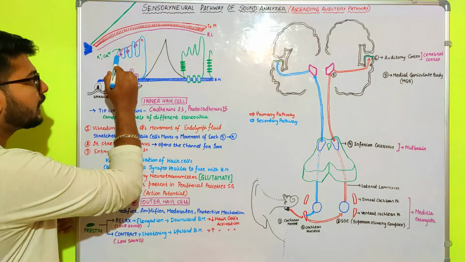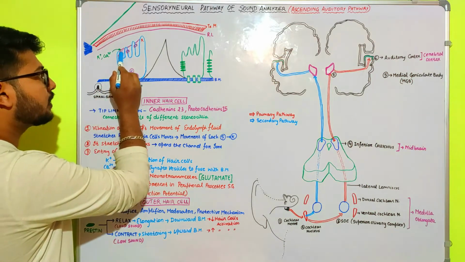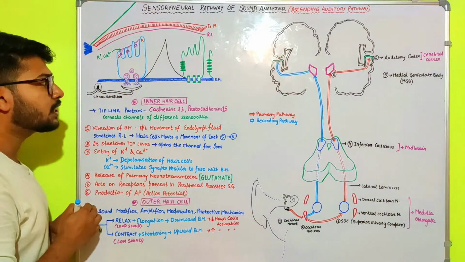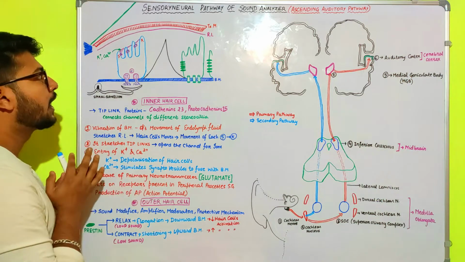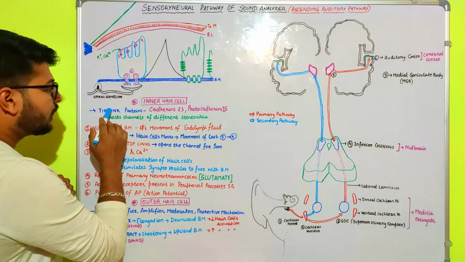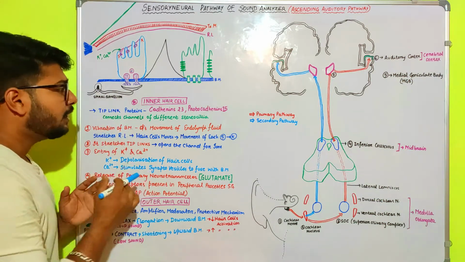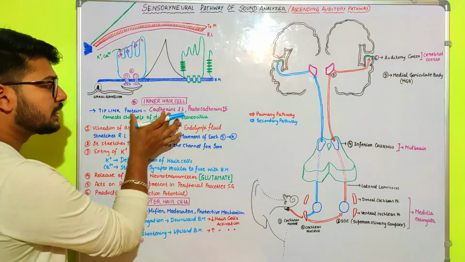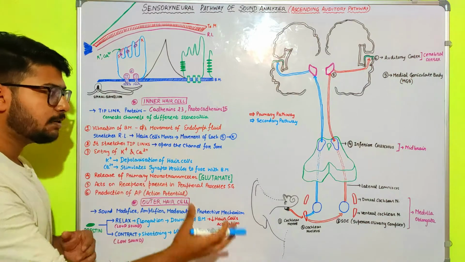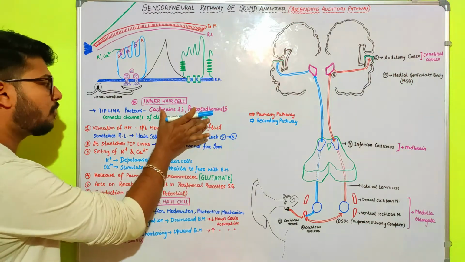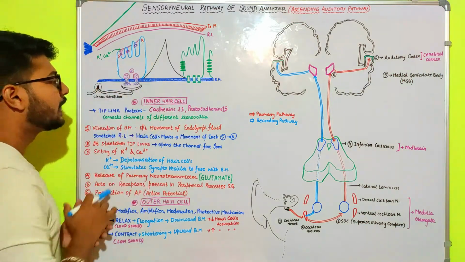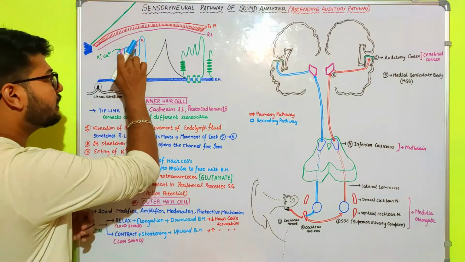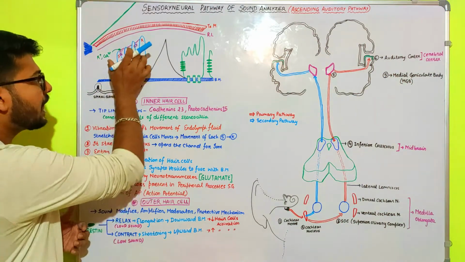The tip-link proteins connect the channels of each stereocilium, and this helps in shearing of the hair cells. The tip-link proteins are cadherin 23 and protocadherin 15. These are the special gene products that form these tip-link proteins. This connects the channels of different stereocilia. What is the help of this?